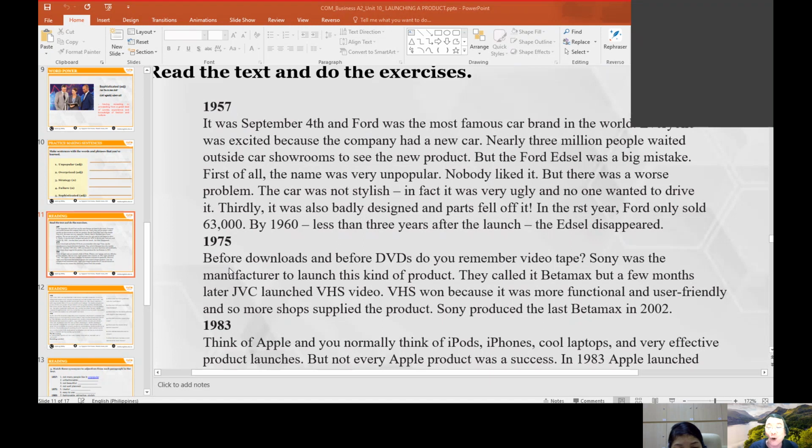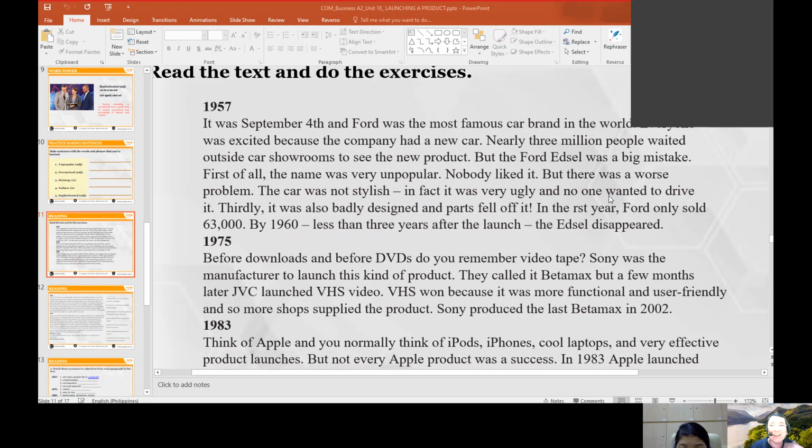They called that one the Ford Edsel. There were 3 million people waiting outside the car showroom, imagine that, to see their new product. But the Ford Edsel was a big mistake. Why is it a big mistake? Because the name Ford Edsel was very unpopular. That means nobody liked it.